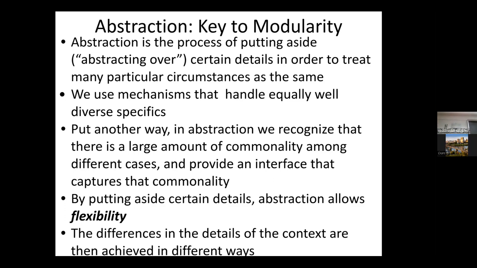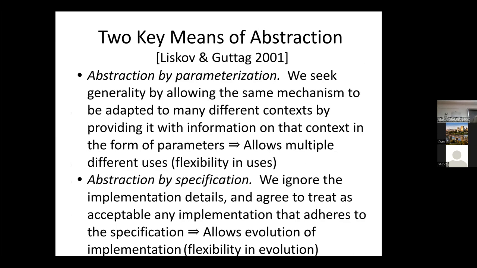We can handle a wide variety of circumstances the same way, right? We have enough generality that many particular circumstances we handle the same. We handle a whole bunch of different things equally well. So we don't have to do totally different things for the different uses. We can do basically the same thing and pass in different values for the particulars, right? We capture the commonality in a general way. And it turns out this really allows for flexibility. It allows for evolution.